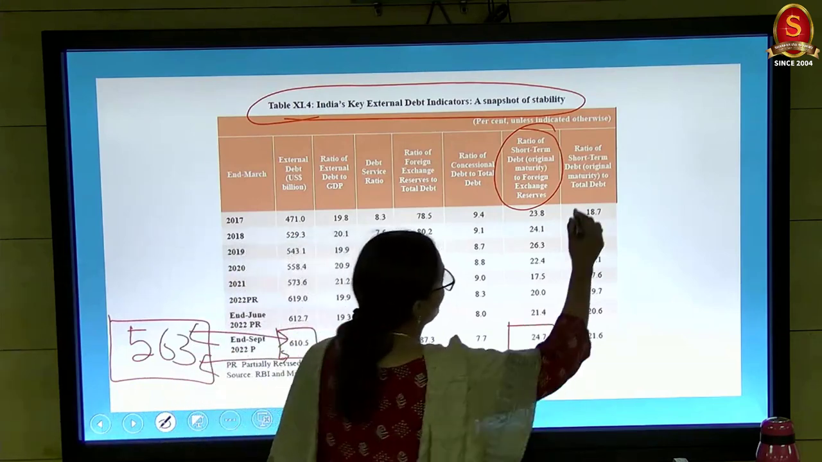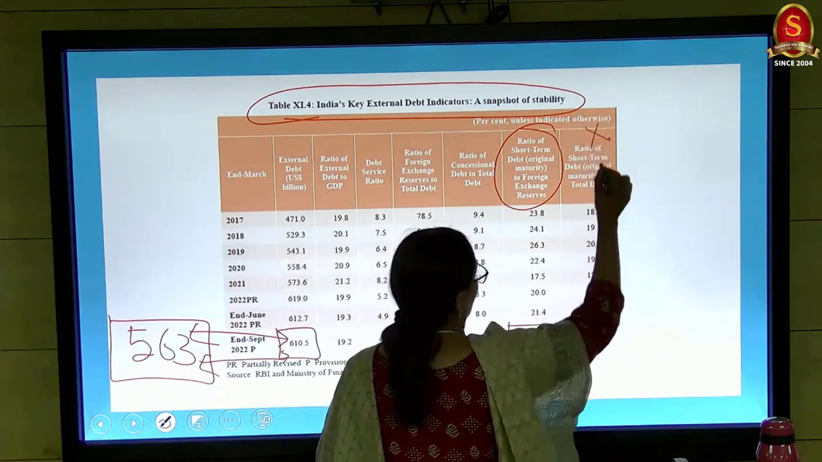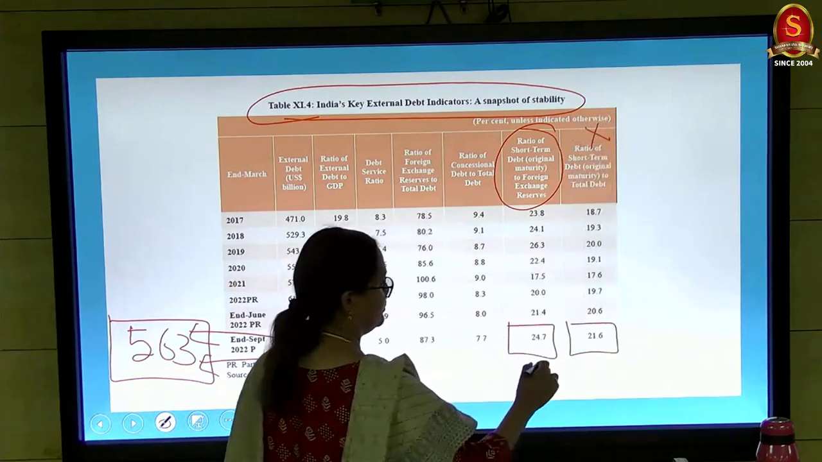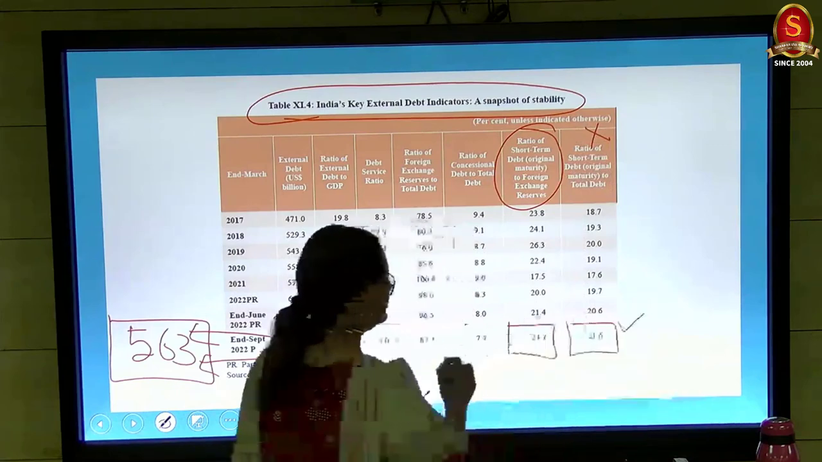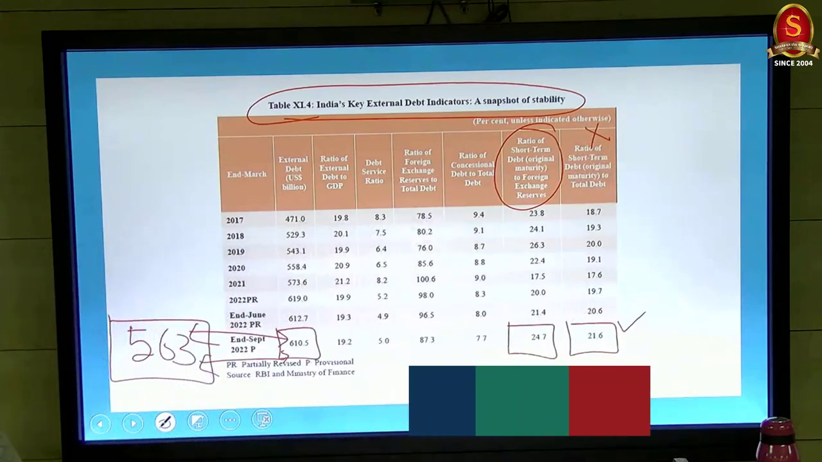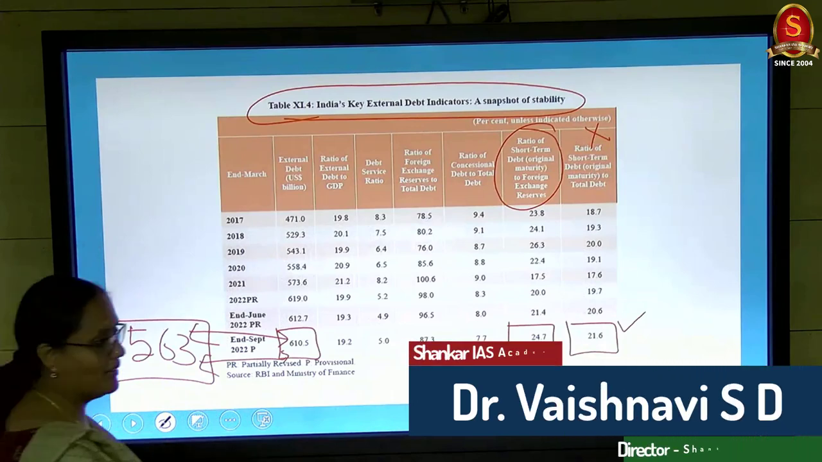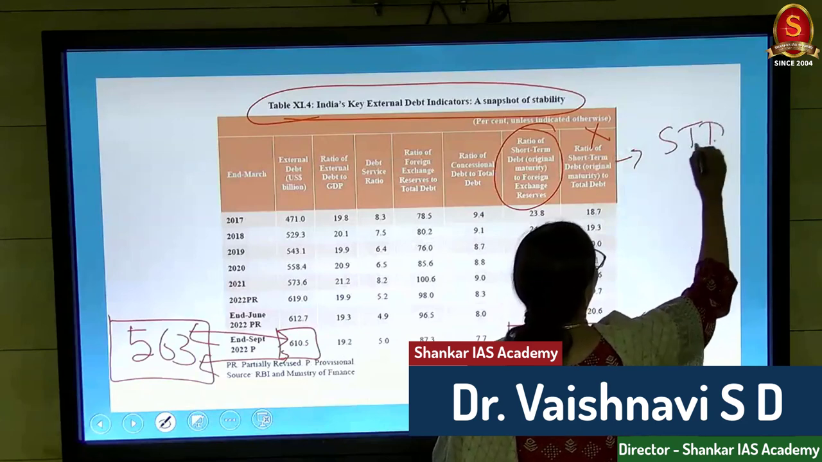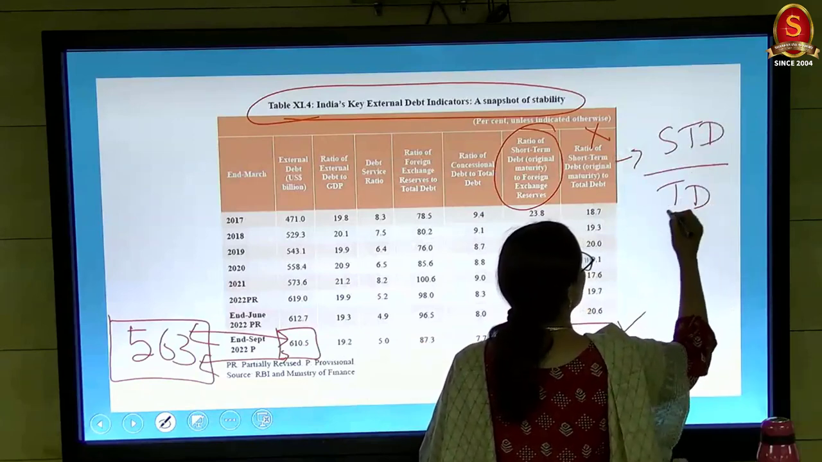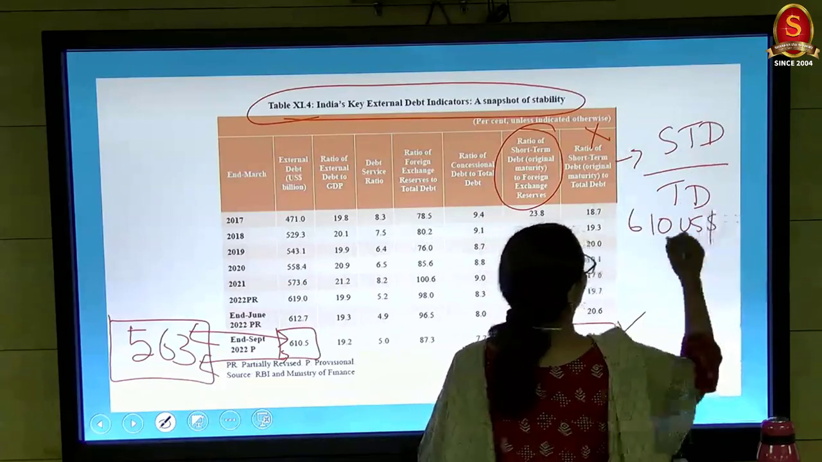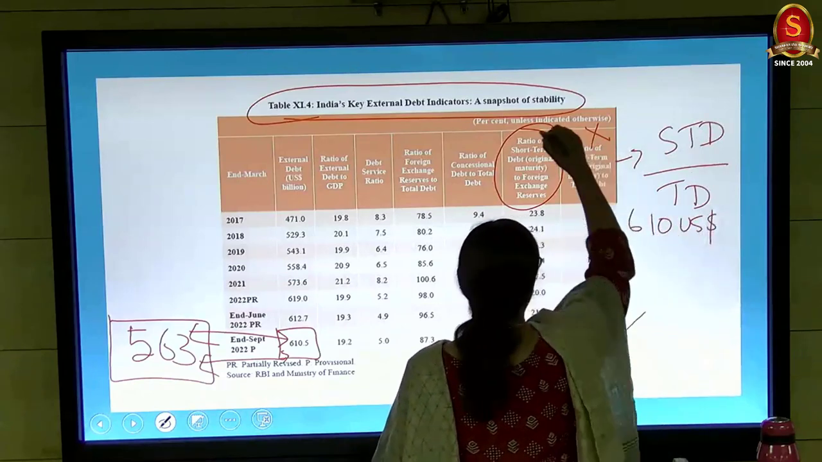And they'll do this last column. Please don't look at this last column. Ratio of short-term debt to total debt. They'll be very happy looking at this number because it is closer to 20%, is it not? You understand the numerator and denominator here? I'll write the numerator. Short-term debt divided by total debt. How much is the total debt? $610 billion.